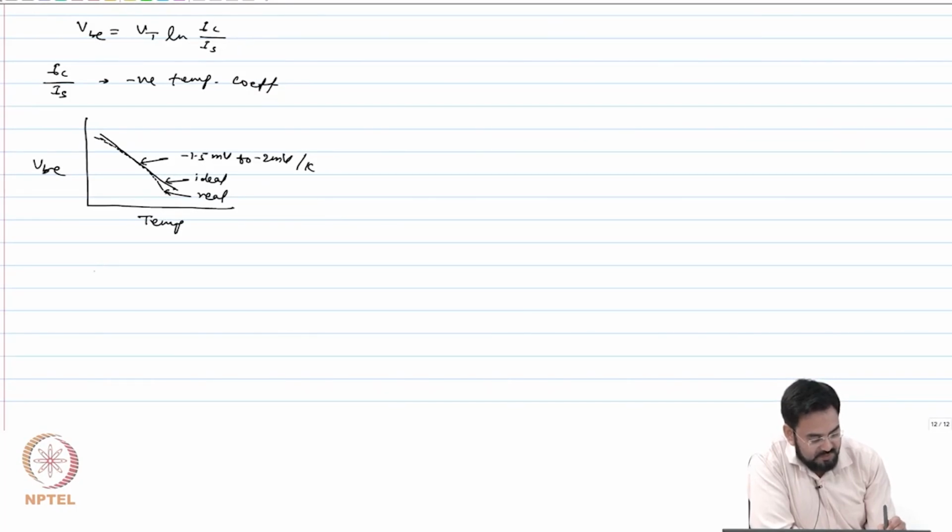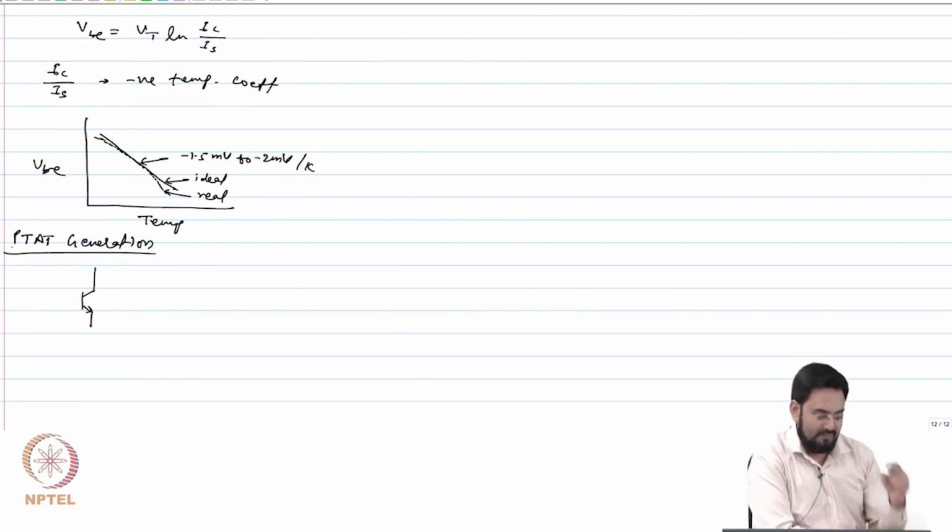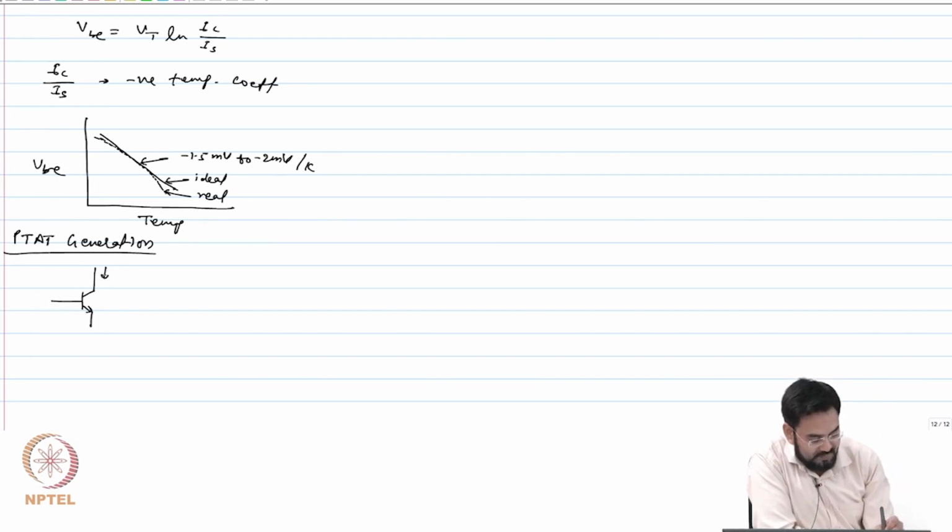So, let us say I have two bipolars. So, this is your PTAT generation. This is IC1 and let us call it VB1 Q1.